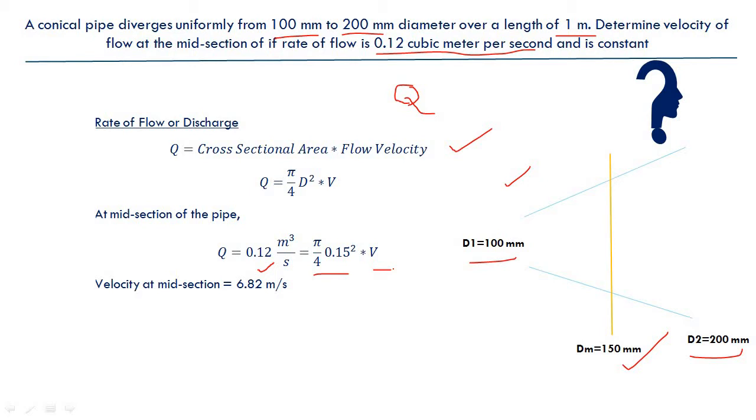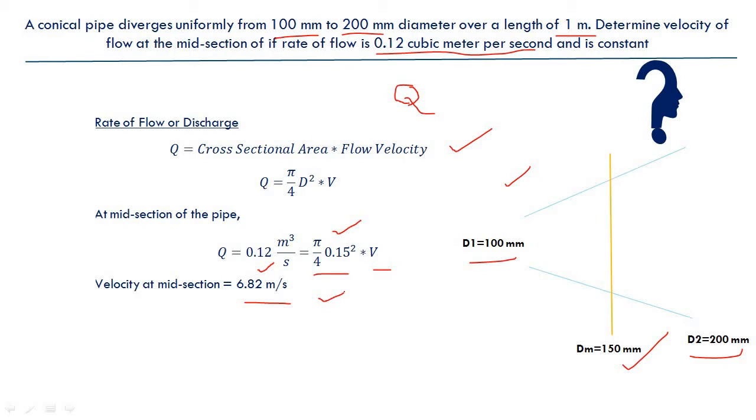How to get the cross sectional area of a circle? The cross section is circular, so pi by 4 into d square. Here d is 150 mm or 0.15 meters. So pi by 4 d square into velocity at the midsection. So velocity at the midsection you can calculate as 0.12 divided by pi by 4, 0.15 the whole square. So it is 6.82 meter per second. So it's a continuous flow that is happening. So discharge is always area into flow velocity.